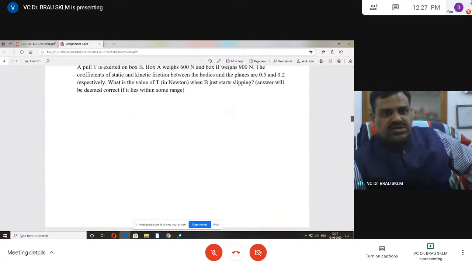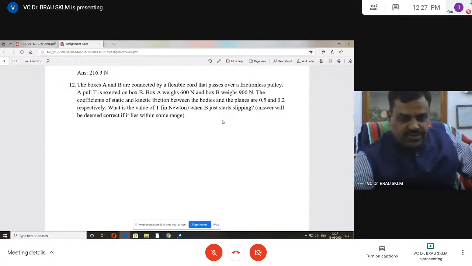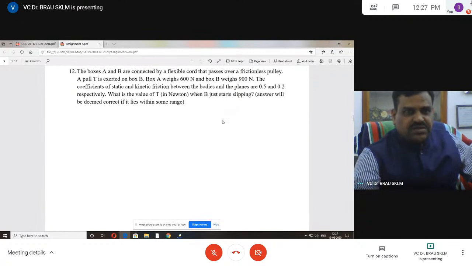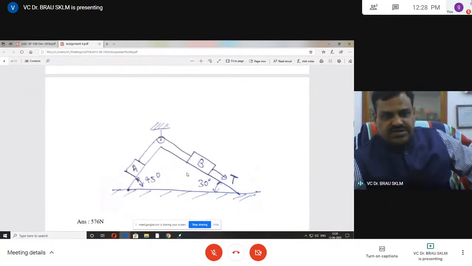This is the problem. Two blocks A and B are connected by a flexible cord that passes over a frictionless pulley. T is a tension exerted on block B. Block A weighs 400 newtons, block B weighs 900 newtons. The coefficients of static and kinetic friction between the bodies and the planes are 0.5 and 0.2 on the two surfaces. What is the value of T when B starts slipping? Okay, that is the question. The two frictions are given, angles are given, and this is the tension T, the force applied.